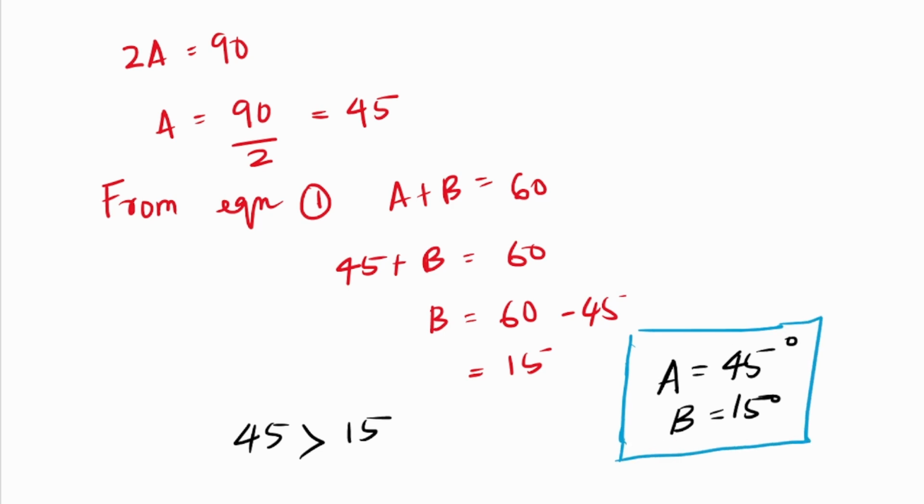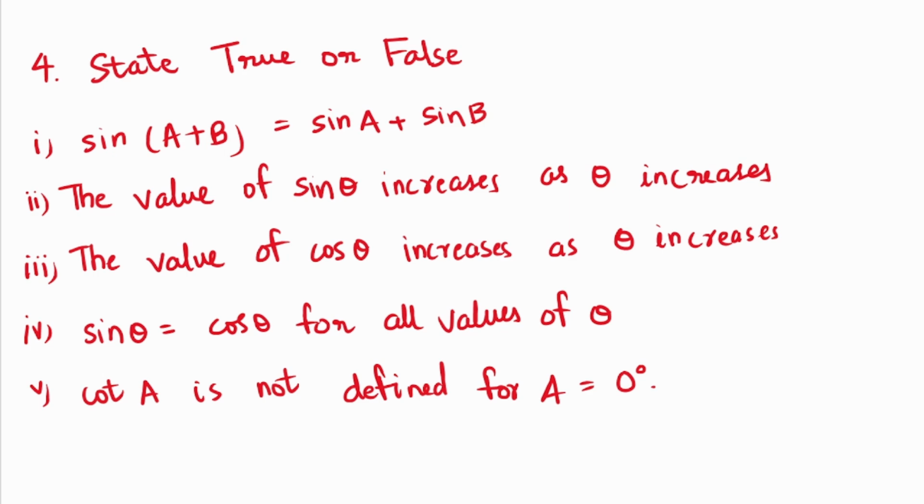Move on to the last question of the exercise, that is state true or false. Sine of a plus b equals sine a plus sine b. This is false. In the last part of the video, we did learn that sine of a does not mean sine into a, right? The same applies over here also, and I'll show you proof that these two can never be equal.